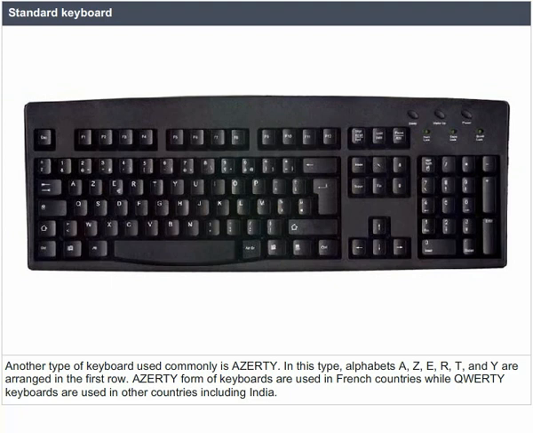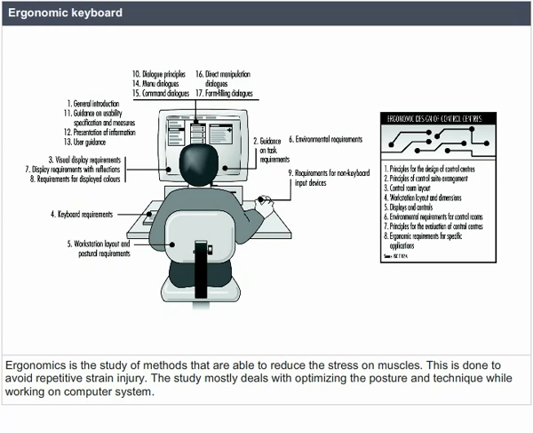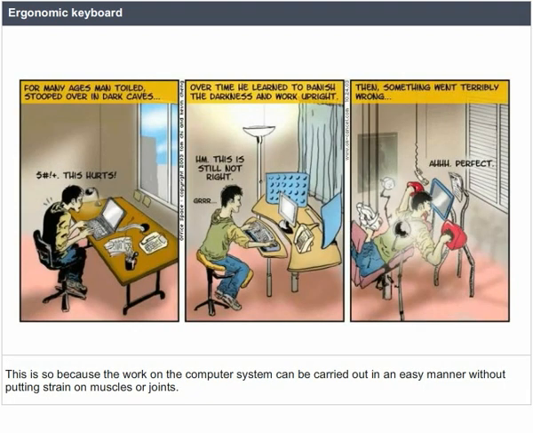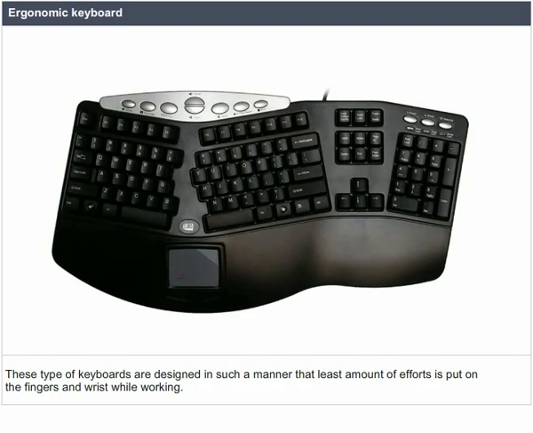Ergonomic keyboard. Ergonomics is a study of methods that are able to reduce stress on muscles. This is done to avoid repetitive strain injury. The study mostly deals with optimizing the posture and technique while working on computer systems. This is so because the work on computer system can be carried out in an easy manner without putting strain on muscles or joints. These type of keyboards are designed in such a manner that the least amount of effort is put on fingers and wrist while working.